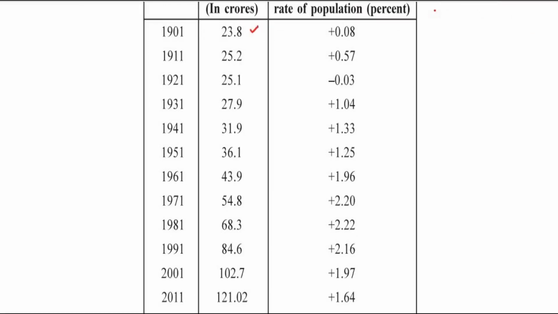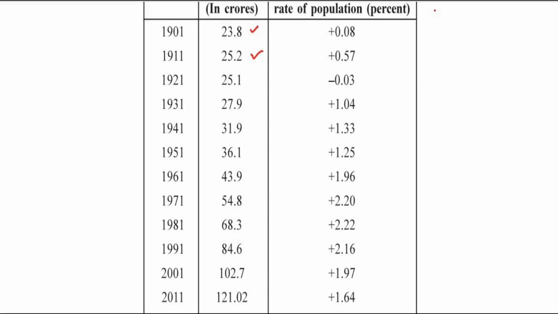And you see, the growth rate is only 0.08%. It means every year only 0.08% population will grow. That's a nominal value. It means that the population is practically stable. Then in the next 10 years, it has only increased by 1.4 crores. It's 25.2 crore. Again, growth is only 0.57.